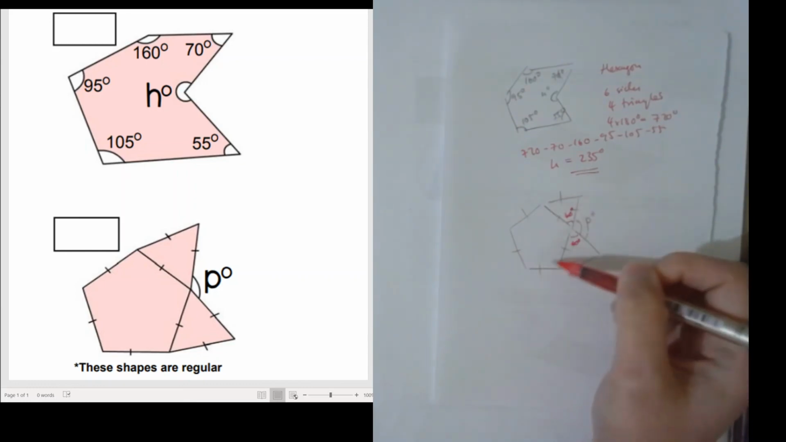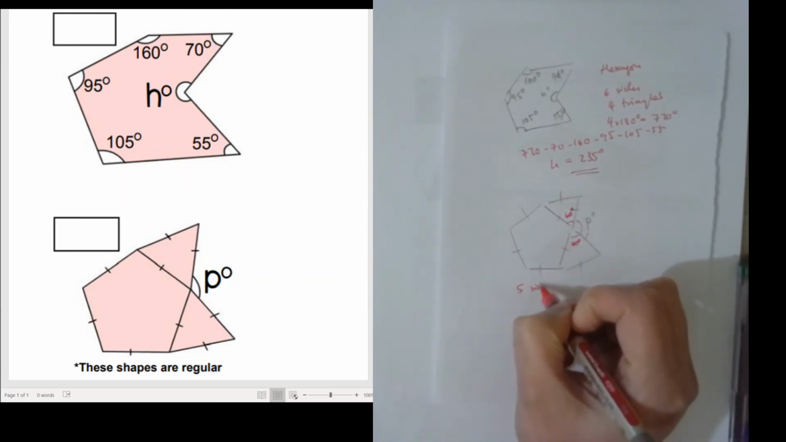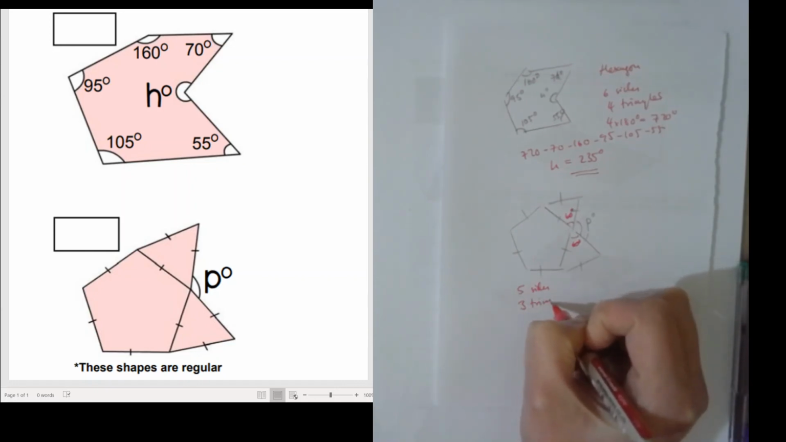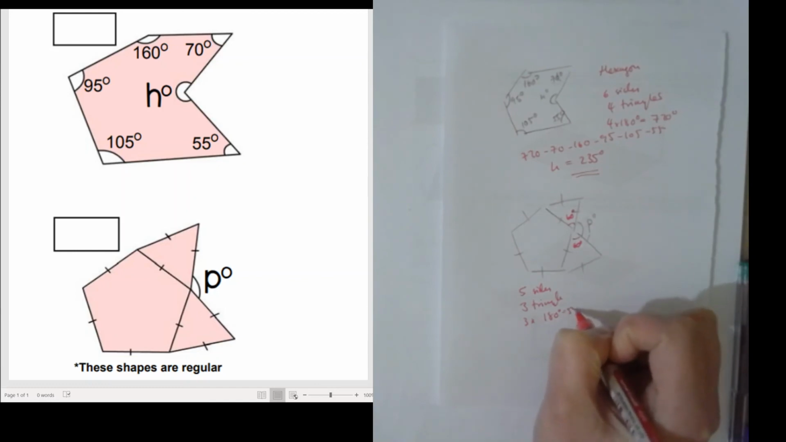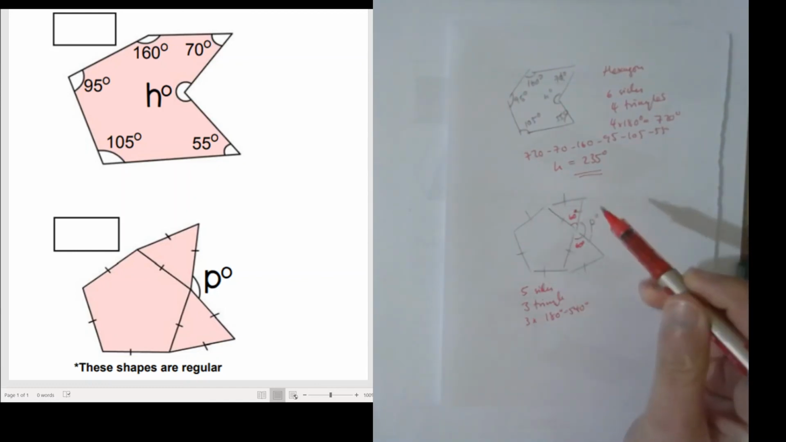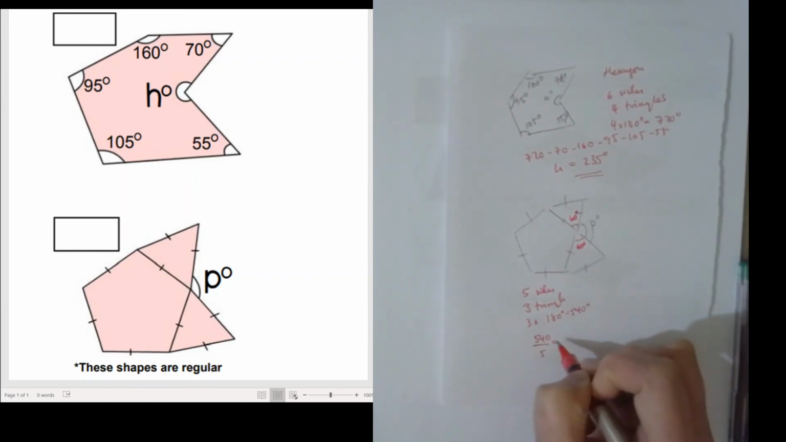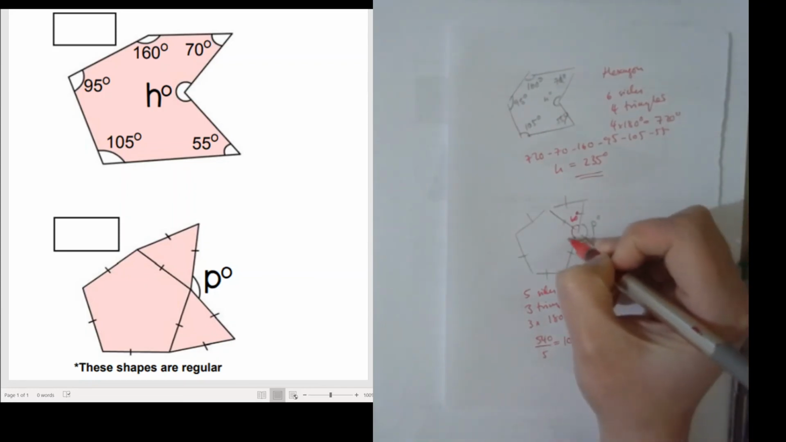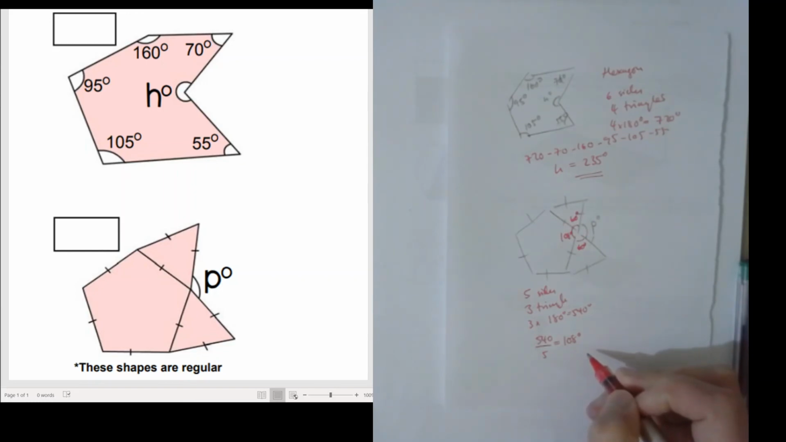And then for these, that is a 5-sided shape. So I've got 5 sides, so 5 take away 2, 3 triangles, 3 times 180 degrees is 540. Because it's regular, I've got 5 equal sides, so 540 divided by 5, because there's 5 angles, is 108 degrees.